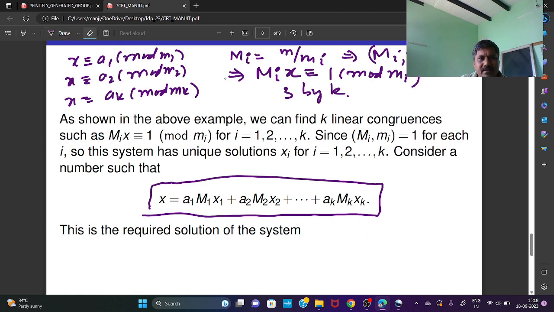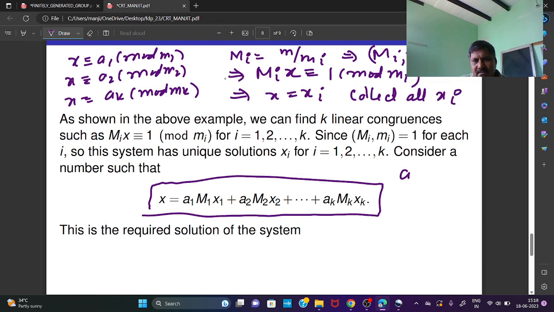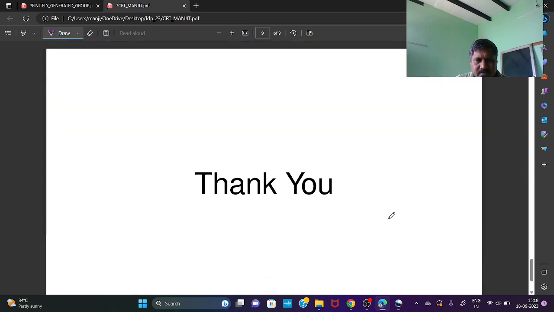You can write the solution as xi. So collect all the xi's, ai's and mi's, while the capital Mi's are already given. Make a number by using the combination of these, and that number will be your solution of the Chinese remainder theorem. Okay, thank you.